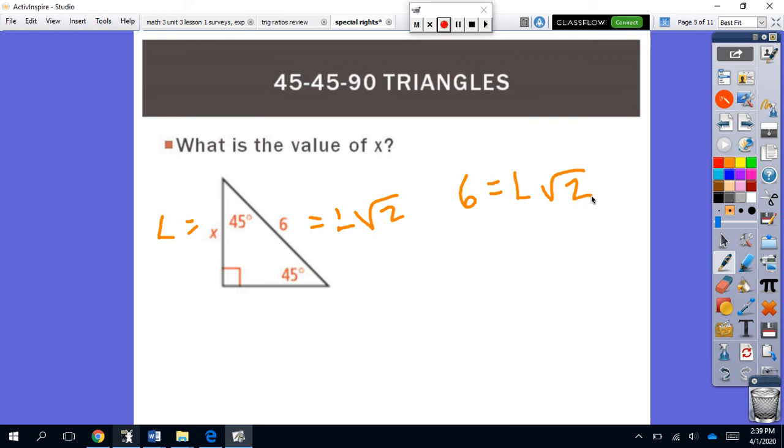Well, I need L. I need to figure out how to get L. Well, I'm just going to divide by that square root of 2. So right now L is 6 divided by the square root of 2. But you can't leave a radical in the bottom of a fraction like this. So we call this rationalizing the denominator. How do I make that not a square root?